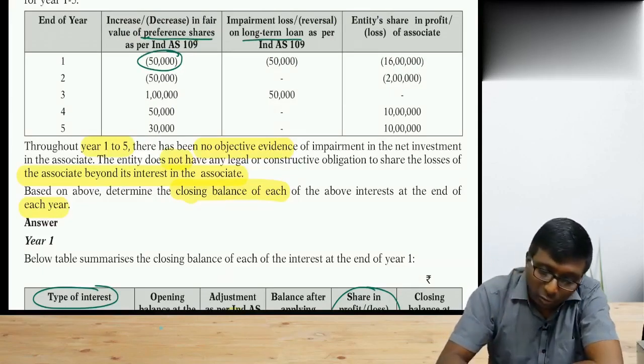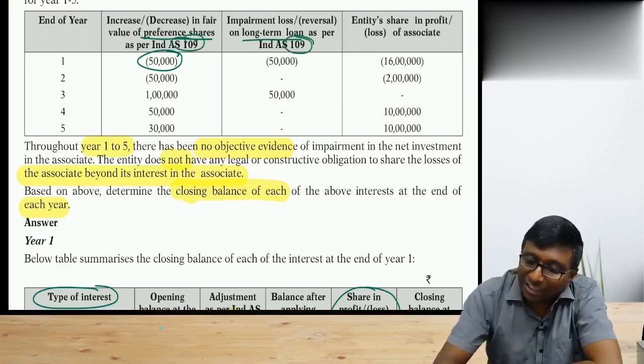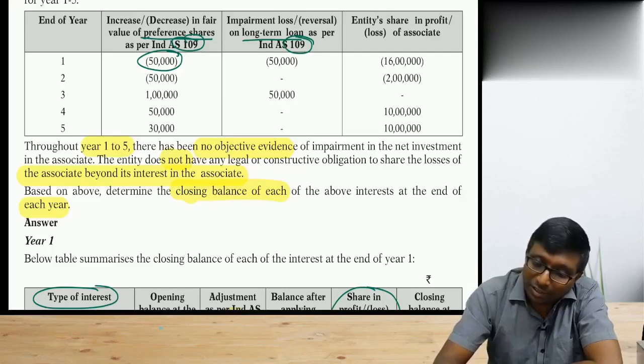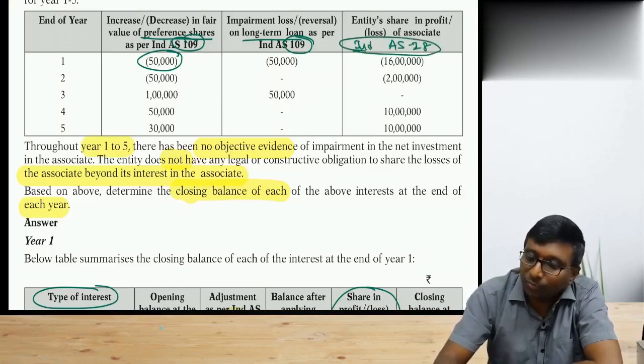These two things are as per which number? 109. The entity's share in the profits or loss of the associate is as per which one? This is Ind AS 28. When is it applicable to you? This is applicable to me in the equity method.